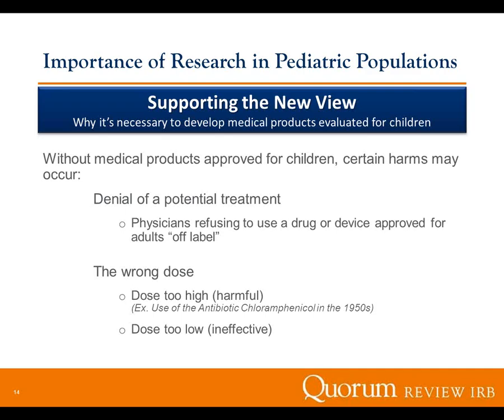An example of this is something that happened in the 1950s. The antibiotic chloramphenicol was widely used in adults at that time to treat infections resistant to penicillin. But many newborn babies died after receiving this drug because doctors thought the drug would actually work in children, but what ended up happening is the immature livers of these children could not actually break down the antibiotic. You also can have a dose that's too low, and if you have a dose that's too low, that's ineffective, and therefore the product is doing no good in a child.